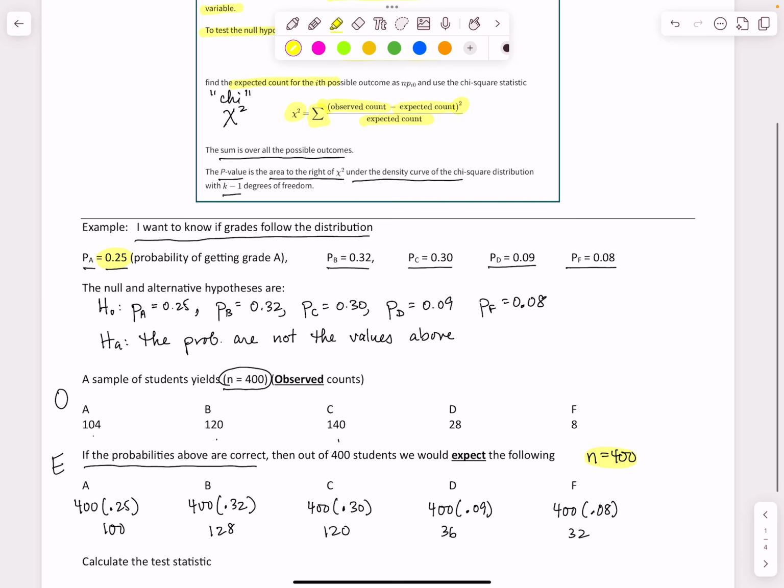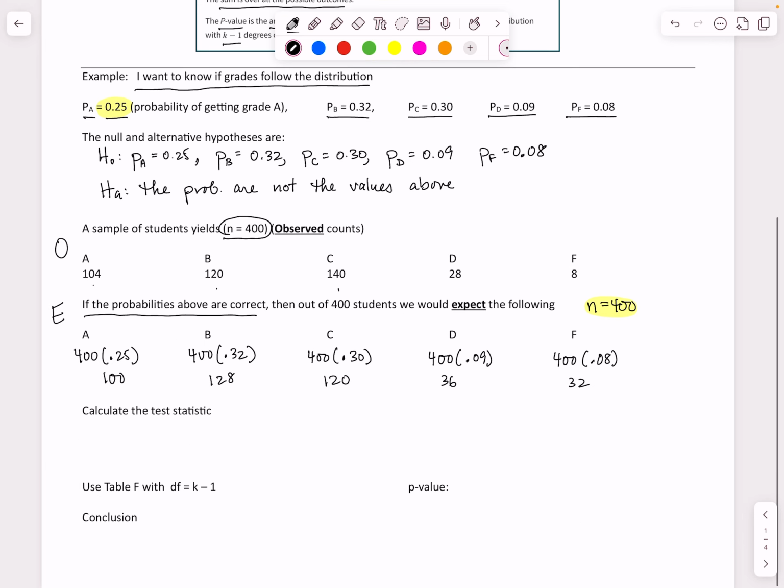We have to take the observed. So if I did shorthand, we're going to take the observed value, subtract the expected value, square that, and divide by the expected, and we're going to work our way down through all of them. So I want to do O minus E squared over E.